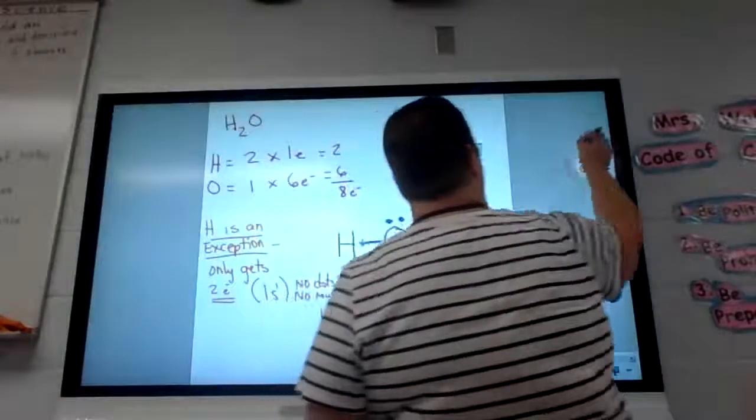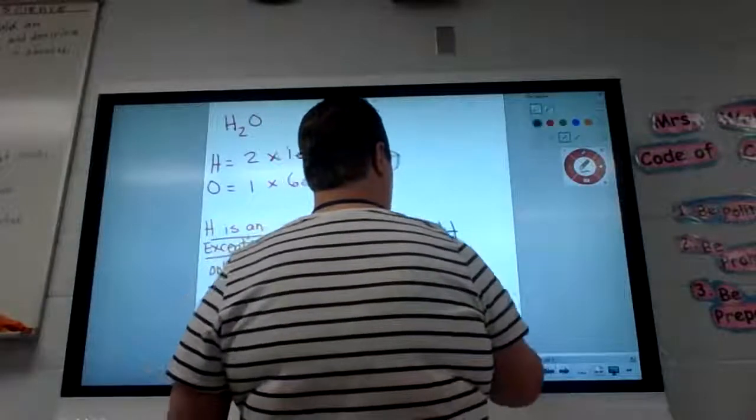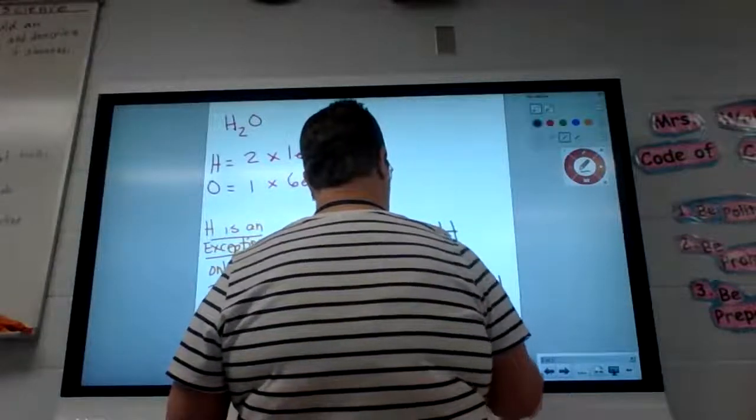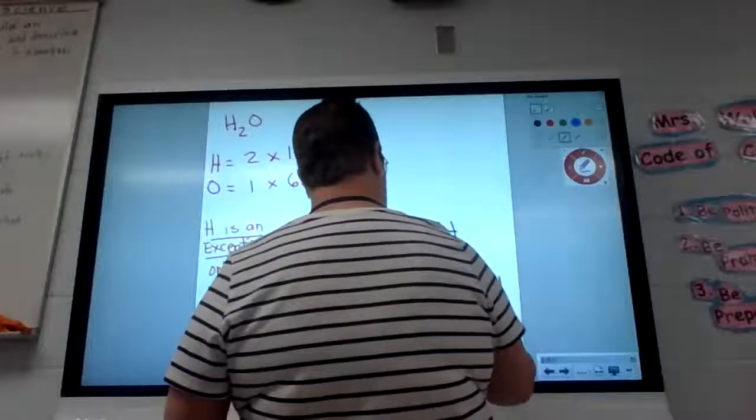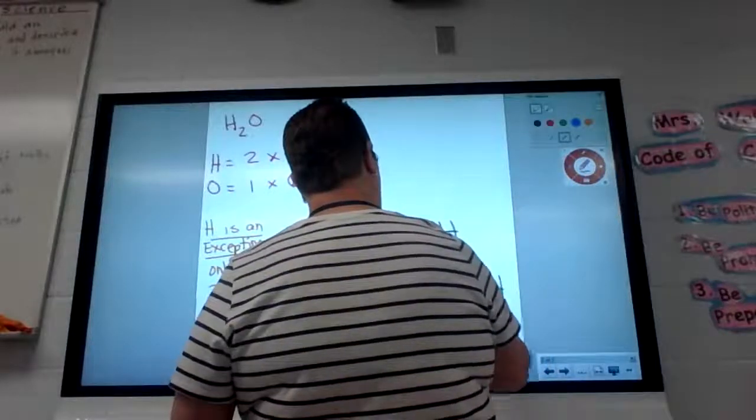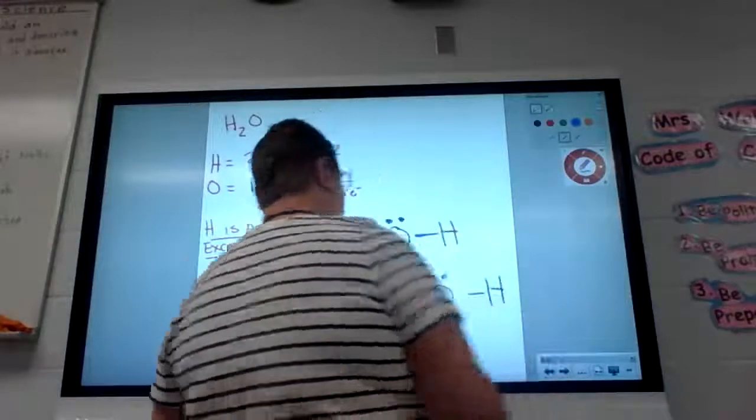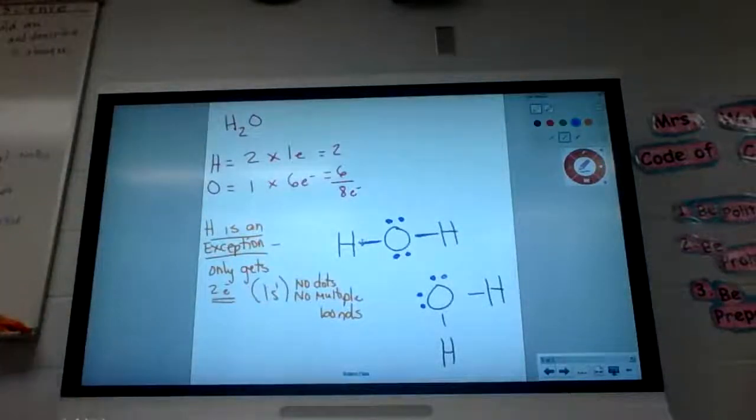Now, if you had drawn yours like this, and you had yours bent like this, would it be the same thing? Yes, you still have 2 single bonds. You still have 2 sets of dots. It's the exact same thing. There's nothing different about it. Do you feel okay about that? Do we need to do another one, or you think you got it? Another one. Okay.